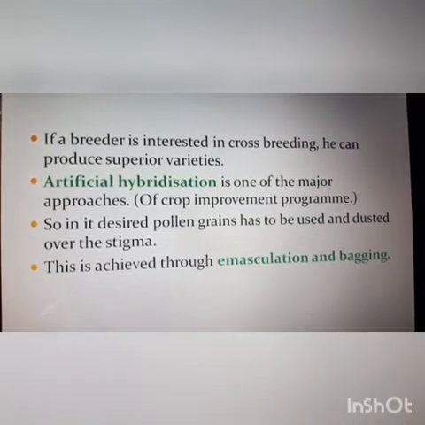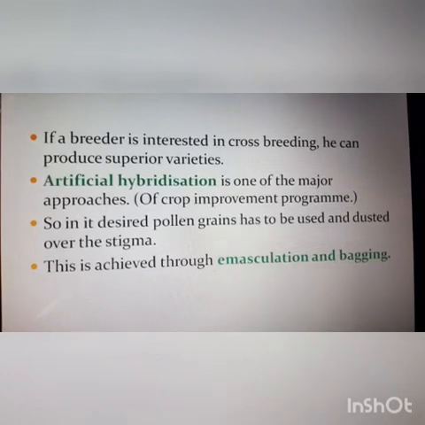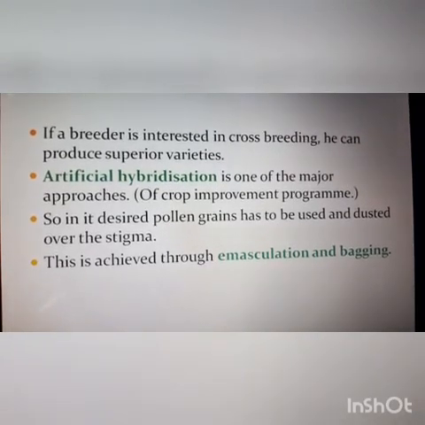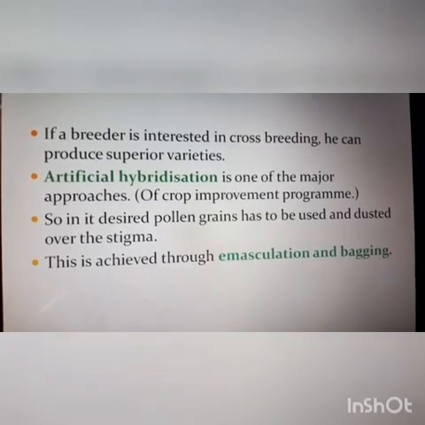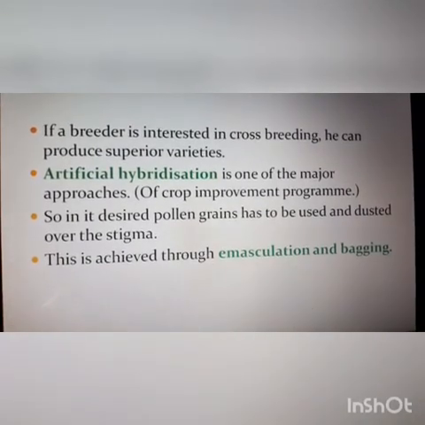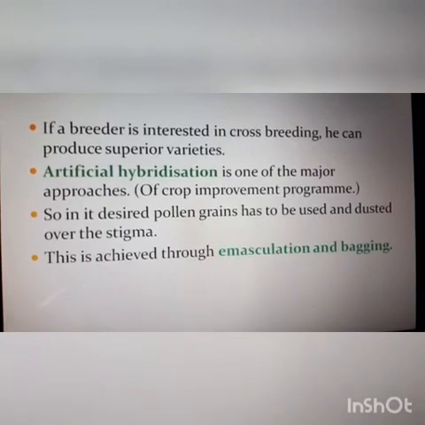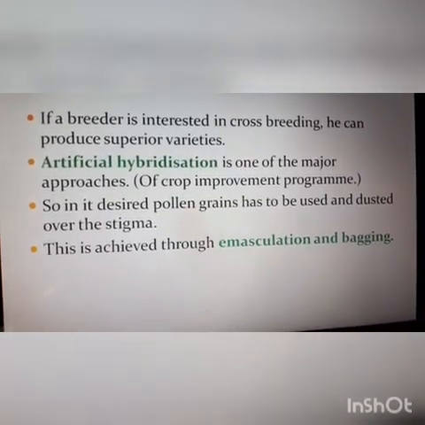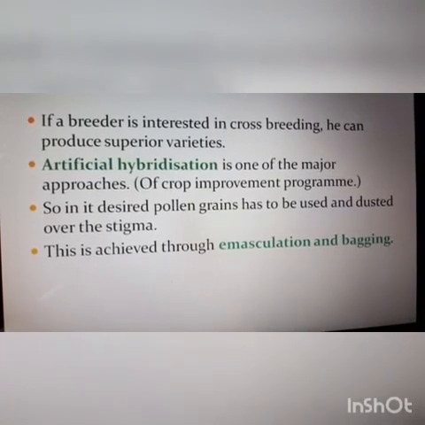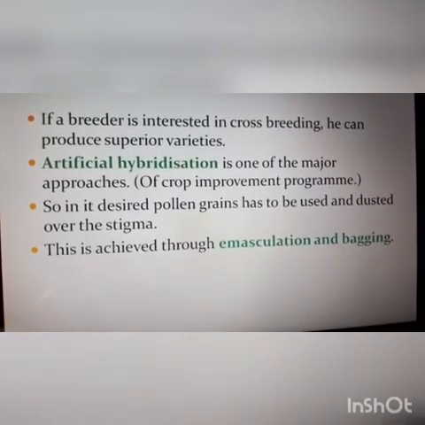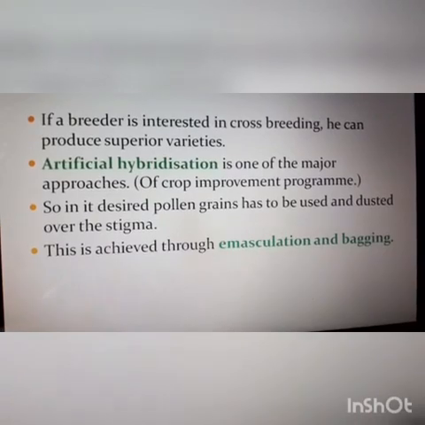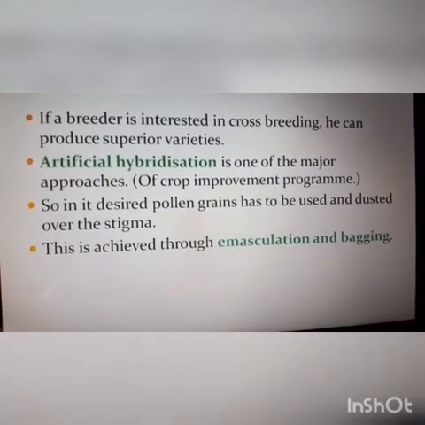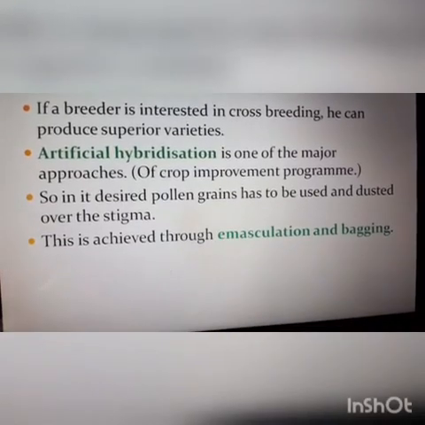So children, along with the topic pollen pistil interaction, I have to mention one more topic, that is artificial hybridization. If a breeder is interested in crossbreeding, he can produce superior varieties. For that he or she can opt for the artificial hybridization technique. It is one of the crop improvement programs. In it, the desired pollen grain has to be used and dusted over the stigma. And this process is achieved through emasculation and bagging.